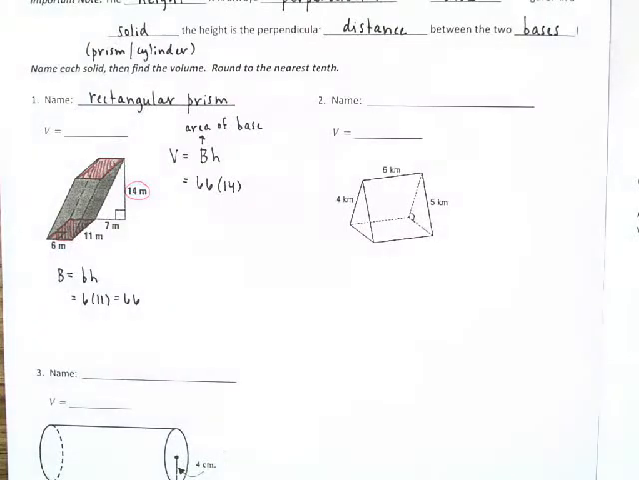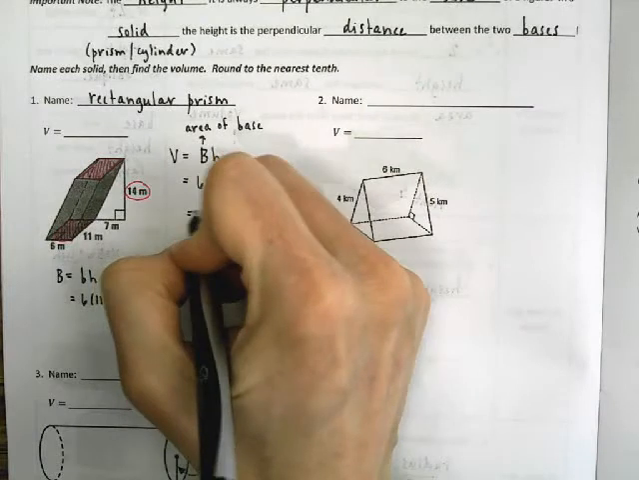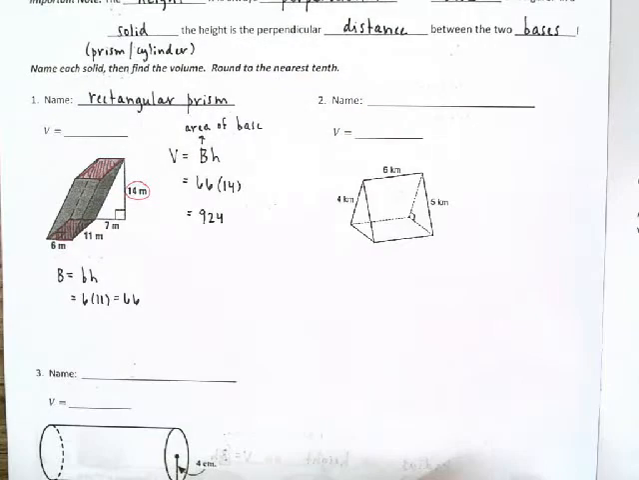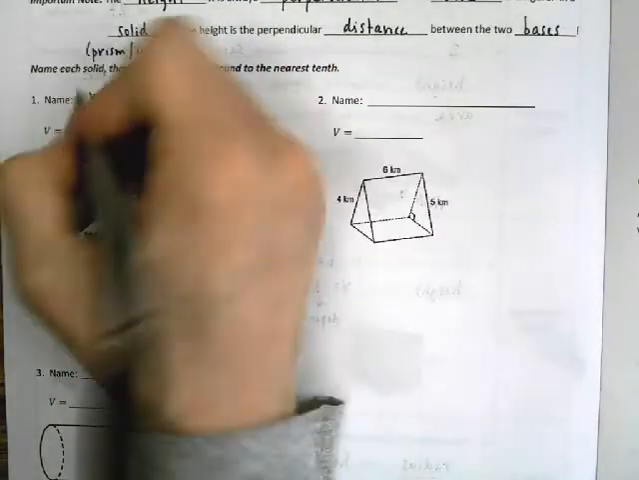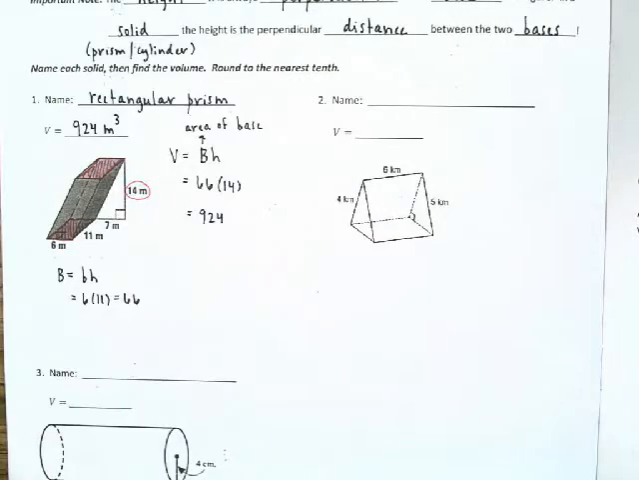So now I can find the volume of my figure. I have 66 times 14 is going to give me 924. Now, since we're doing volume, we're going to have cubic units. So I have 924 meters cubed.